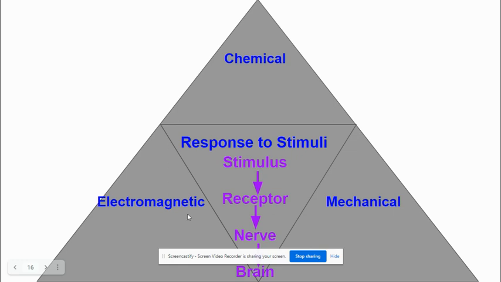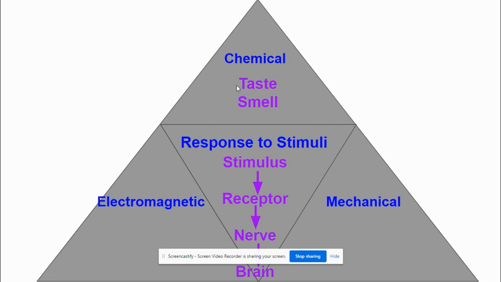There are 3 different types of stimuli. There are chemical stimuli, electromagnetic stimuli, and there are mechanical stimuli. Go ahead and write this down. At any point during the video, you can pause it so that you can catch up. Once you have written down chemical, electromagnetic, and mechanical, pause the video for just a second and see if you can put correct senses with the correct stimuli. Now that you've done that, let's take a look at each one.